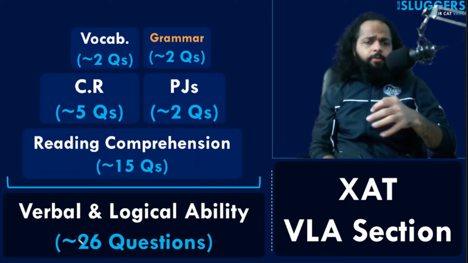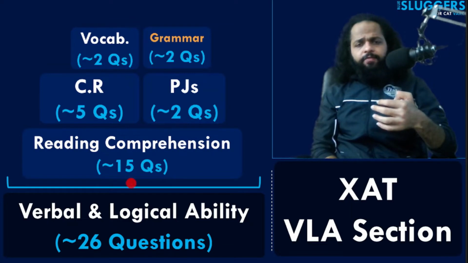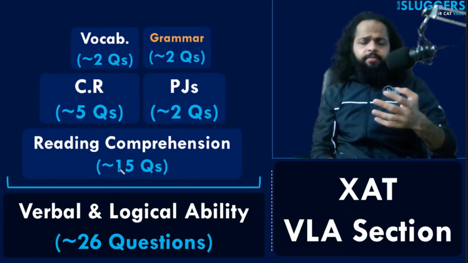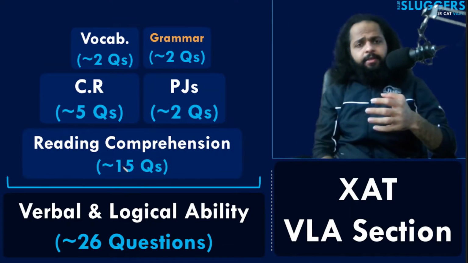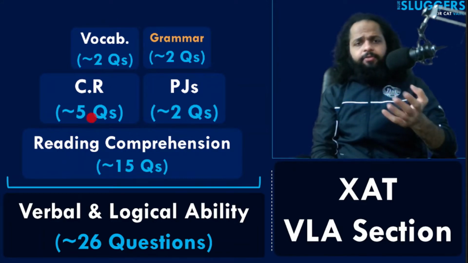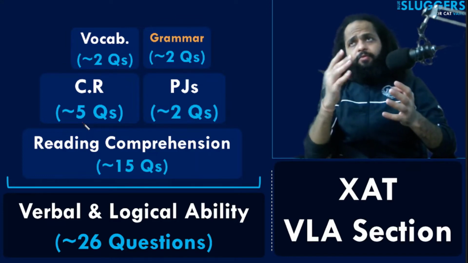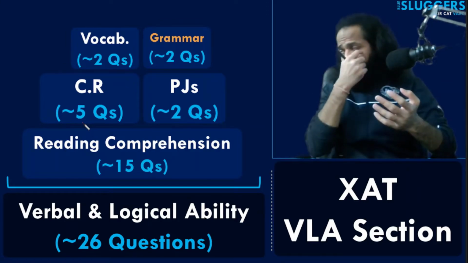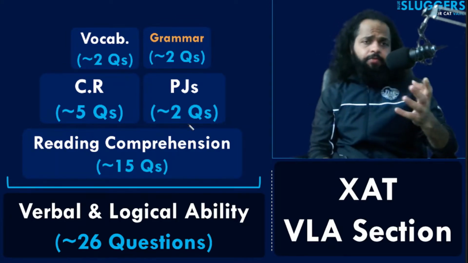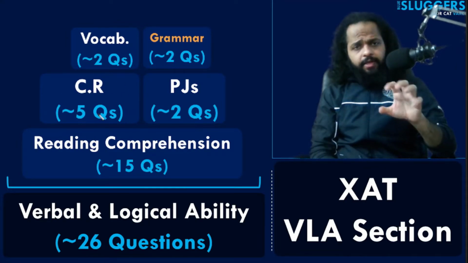And from among these 26 questions, the majority are from the reading comprehension question type, which also includes the poem RCs. And then you have your critical reasoning question types: strengthen, weaken, inference, which of the following can be concluded, and then deductive reasoning, inductive reasoning, and all of that. So I put all of those questions into the critical reasoning umbrella.